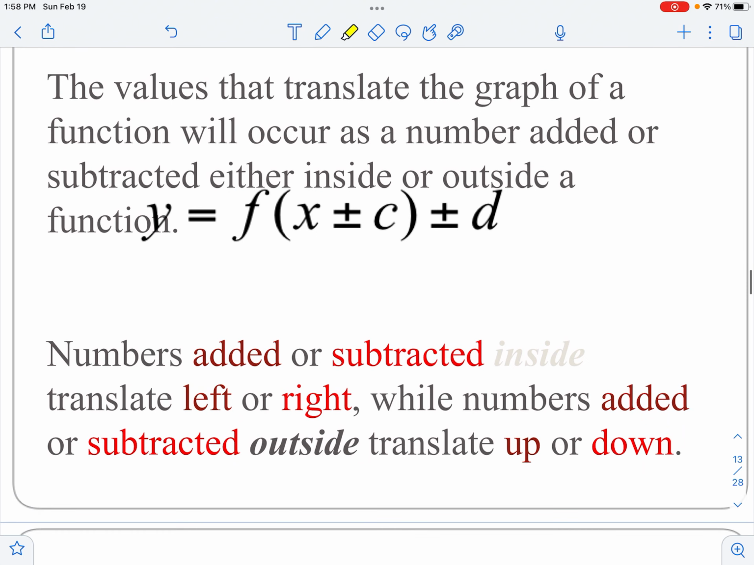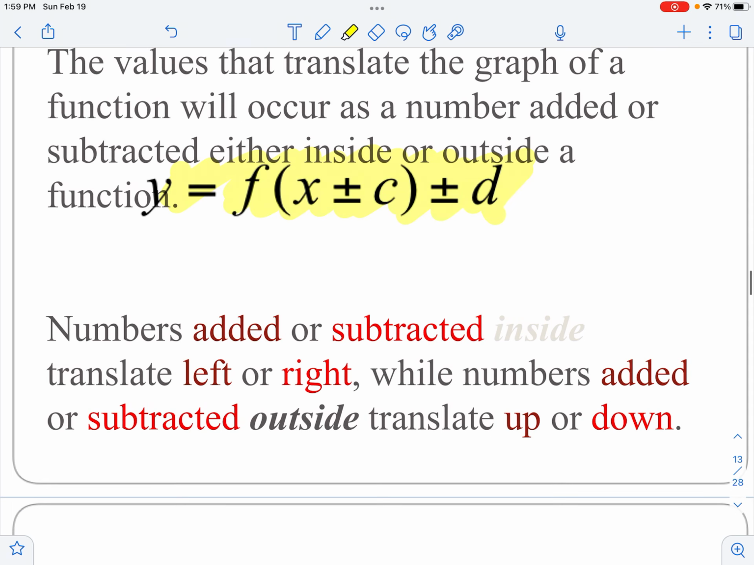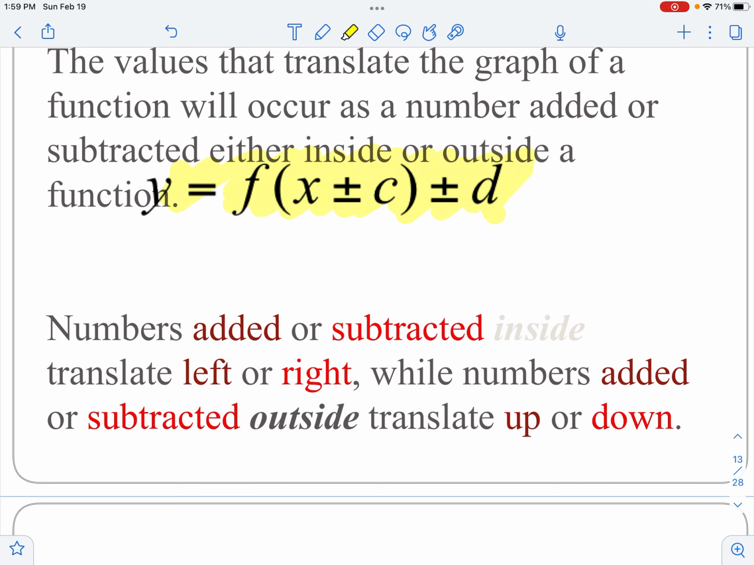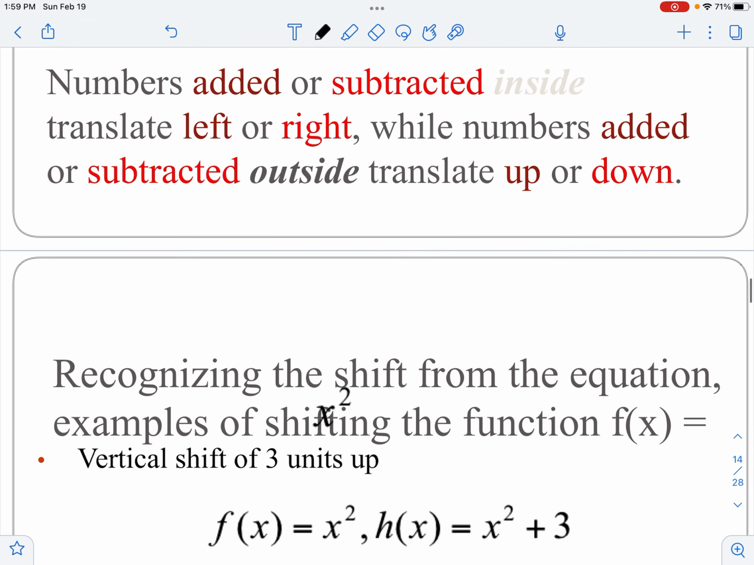Okay? So you can also have a combination of these. So my function may look like y equals f of x plus or minus c, and then plus or minus d outside of our parentheses. So numbers added or subtracted inside translate left or right, while numbers added or subtracted on the outside translate up or down. So you can draw it like that. All right, think about it like this when you're moving these functions or translating. A translation is just a movement of the function.